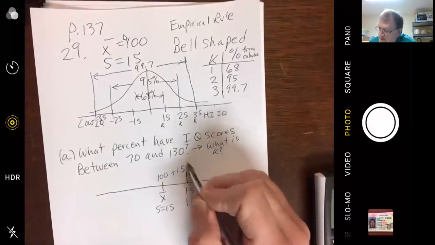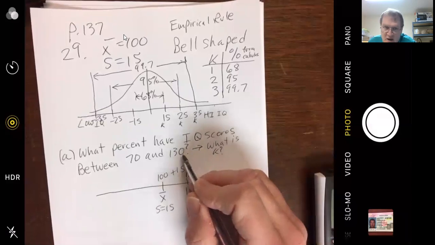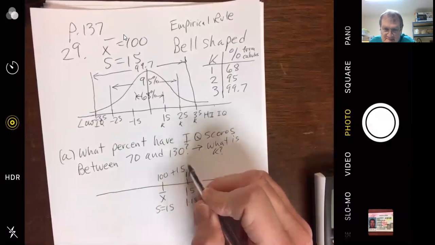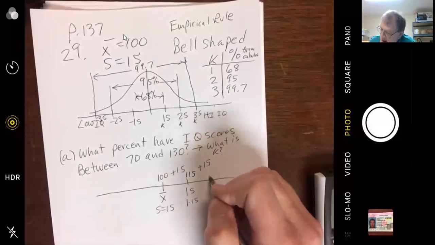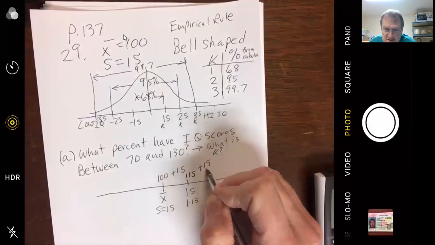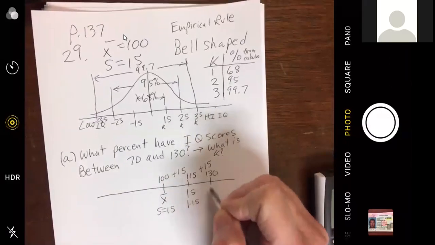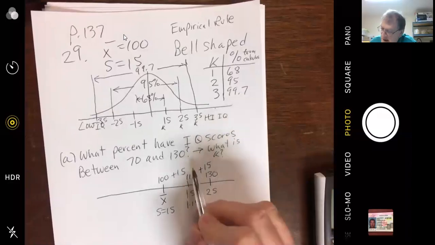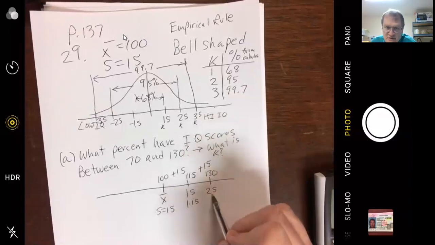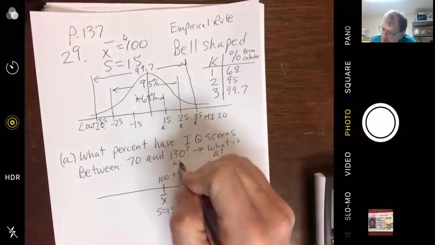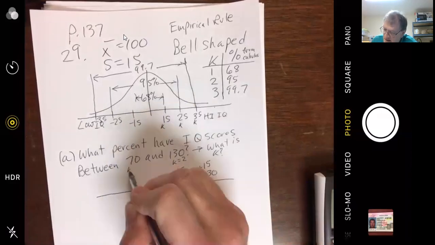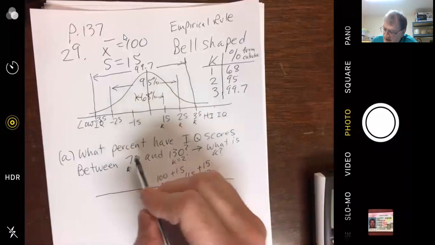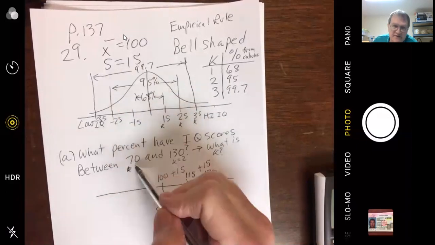Now you see, I haven't worked my way to 130 yet. So 130 is not one standard deviation above the mean. So add one more standard deviation to get you to 2. And 115 plus 15 is 130. So a person with an IQ of 130 is 2 standard deviations above the mean. These are K equal 2 numbers. You could go backwards, but they usually give it symmetric, so you almost see it in your head. 2 standard deviations is 30, and 100 minus 30 is 70.